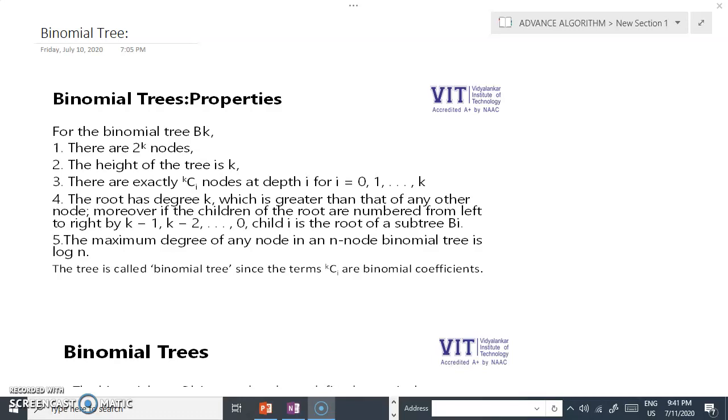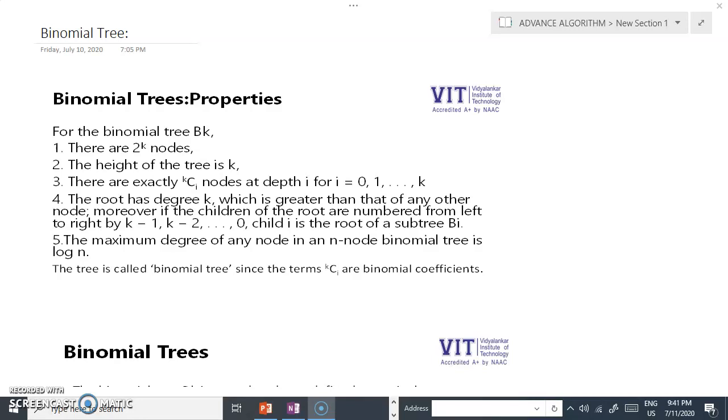In this video, we are going to talk about an example of an advanced data structure, that is a binomial tree, and how we will combine binomial trees to make a binomial heap. Let us talk about a few properties of a binomial tree.